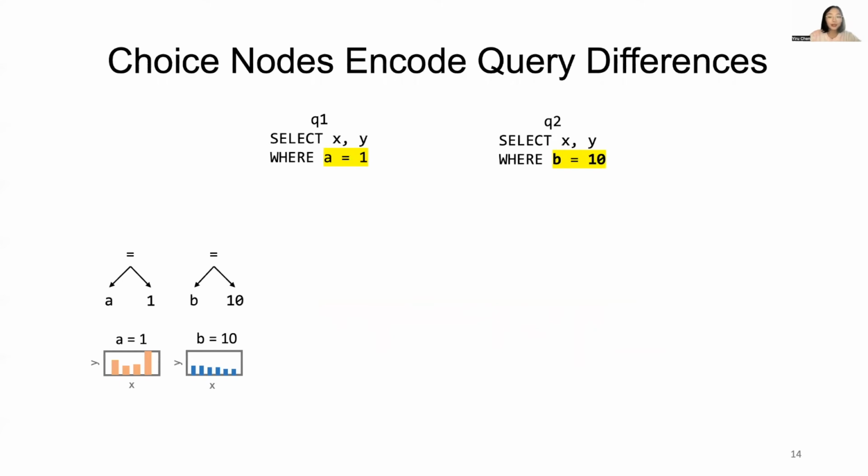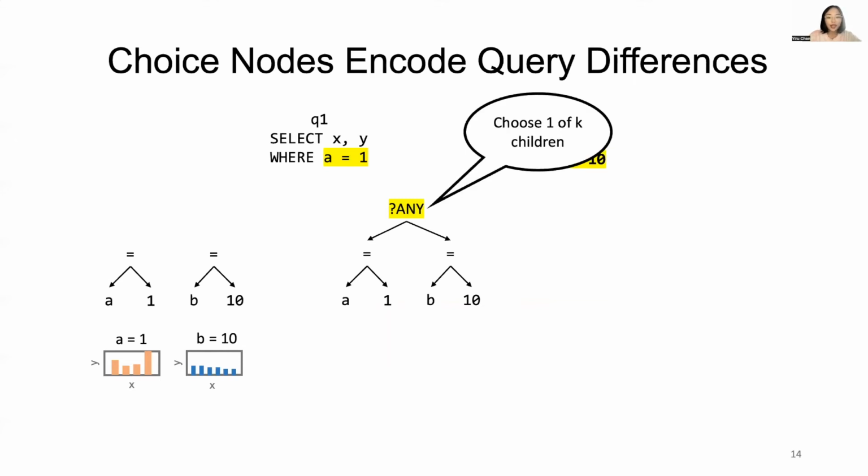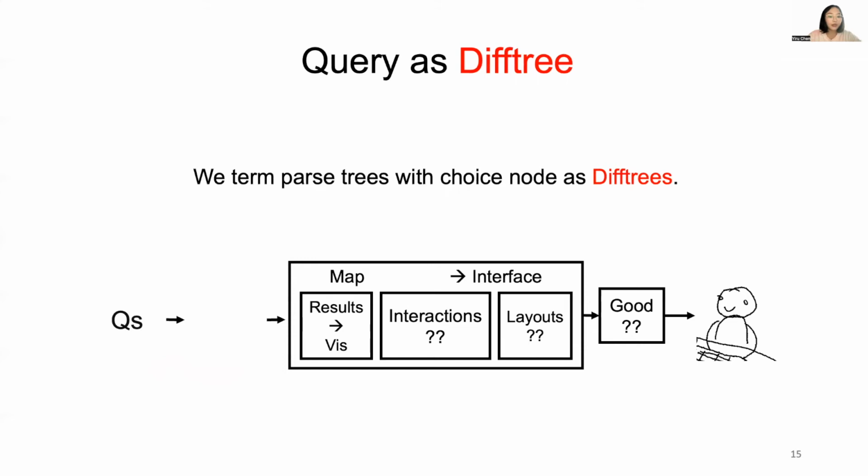But we want an interactive interface sometimes, so we introduce a new class of nodes called choice nodes to encode query differences. For instance, here, we can add a choice node ANY to choose between the two subtrees. What that means is you can choose one of its k children and parameterize it, and it will result in a standard path tree that you can execute. There are many kinds of choice nodes which allow users to choose values. We term path trees with choice nodes as Difftrees. And in the end, we represent the queries as Difftrees.